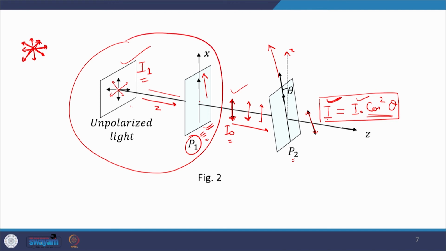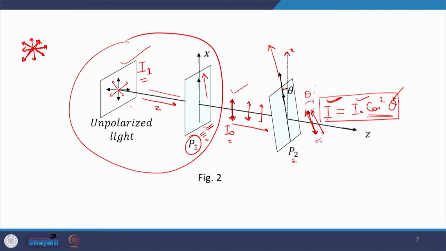But do remember, this theta is not only the angle between the two pass axes of the polarizers, theta is the angle between the electric field oscillation directions. The electric field before polarizer P2 is oscillating along x axis, while the electric field after polarizer P2 is oscillating along an axis which is oriented at angle theta with respect to the x axis.